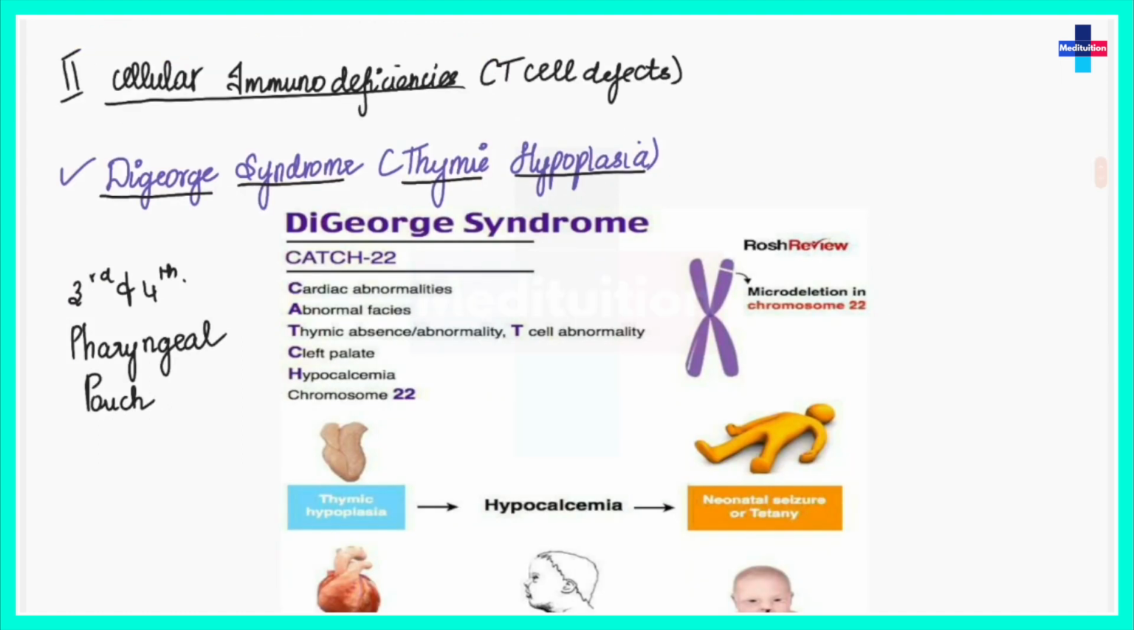So the next thing we are going to see is cellular immunodeficiencies, which are nothing but T cell defects. So the first disorder that we will see in cellular immunodeficiency is DiGeorge syndrome. So in DiGeorge syndrome, there is going to be thymic hypoplasia or aplasia. So the problem here is there is going to be defective development of the third and the fourth pharyngeal pouch derivatives. So this will cause aplasia or hypoplasia of thymus and parathyroid glands.